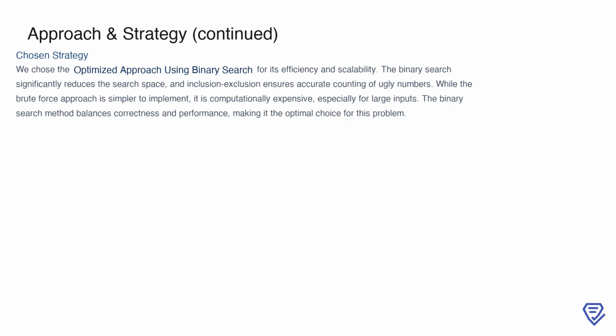While the brute force approach is conceptually simpler, it is computationally prohibitive for larger values of n and larger divisors. In contrast, the binary search method scales well with the problem's constraints, making it the optimal choice for finding the nth ugly number. This strategy not only meets the time complexity requirements but also demonstrates the power of combining mathematical insights with algorithmic techniques to solve complex problems efficiently.